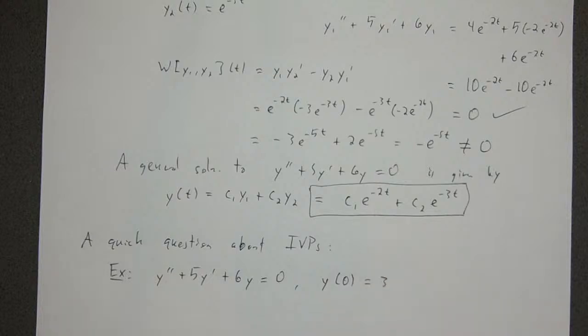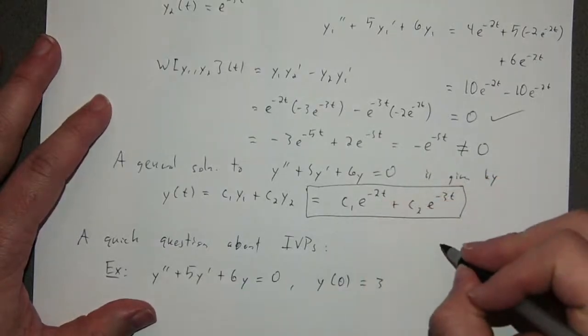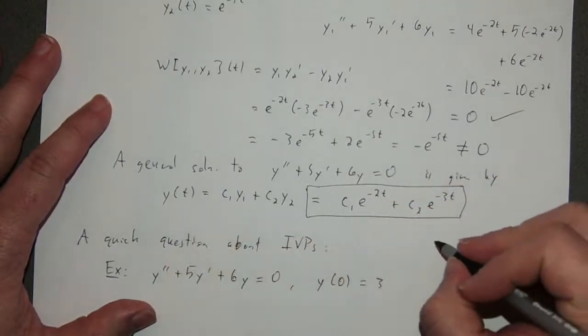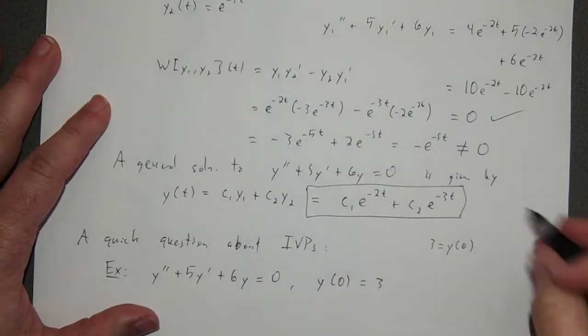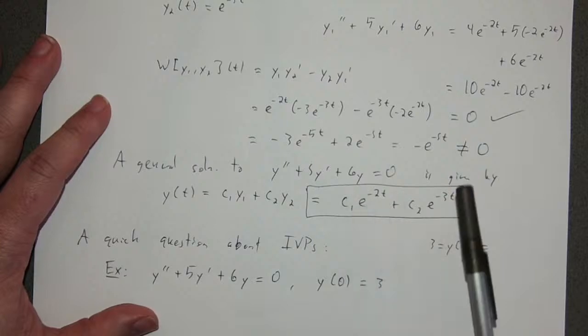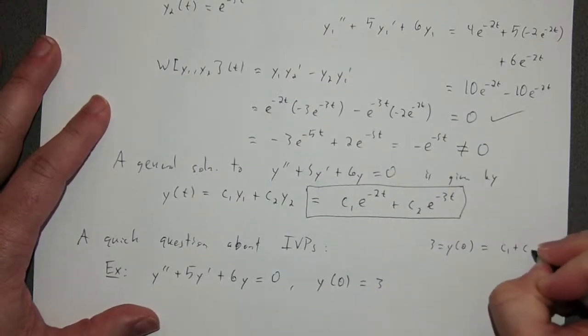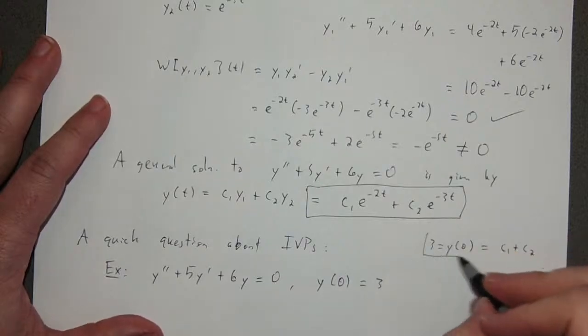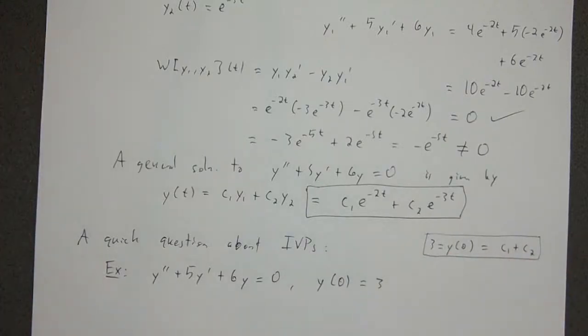Is this going to be enough to actually determine which member of this infinite family, parameterized by these two constants, I actually have? Well, if you impose the initial condition y of 0 is equal to 3, what would I get here? I would get 3 is equal to y of 0, which is, if I put 0 in here, that's 1, and if I put 0 in here, that's 1. So that's C1 plus C2. So I would have a single equation, and all I would be told is C1 plus C2 is equal to 3. But how many C1 and C2 satisfy that equation? Well, infinitely many, right? It's a single equation, but there are two unknowns.